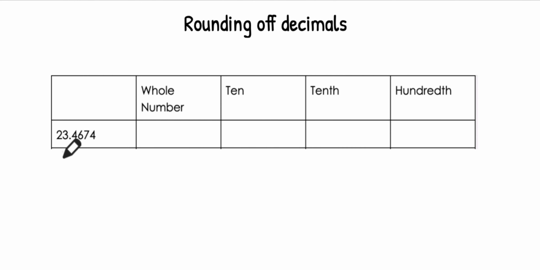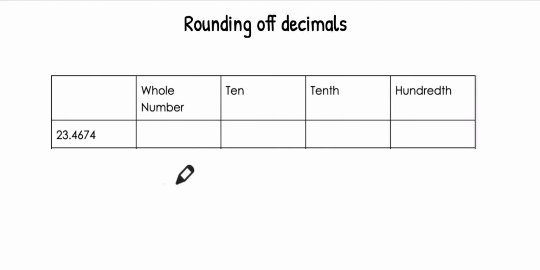So if you look at this example, we have 23.4674. The place value of the 2 is tens, the 3 is ones or units, the 4 is tenths. So the first thing after the decimal point is called tenths. The second is hundredths, then thousandths, then 10,000ths. So it always goes almost opposite to when it is before the decimal point. That is key, because that helps you to round off.